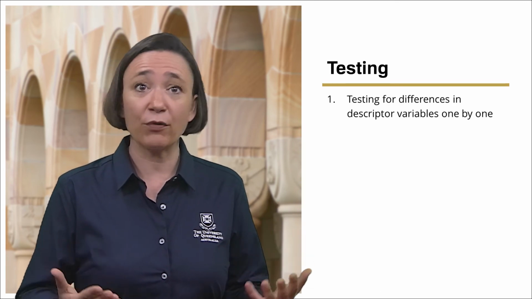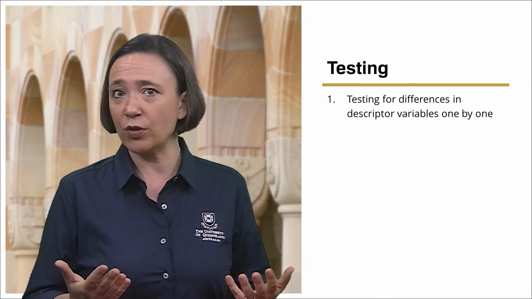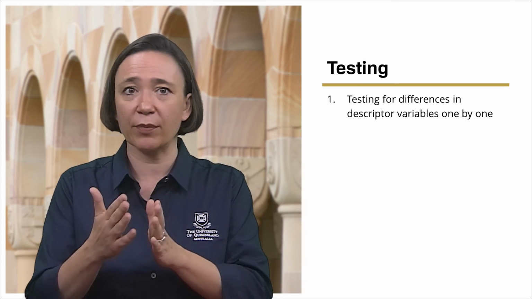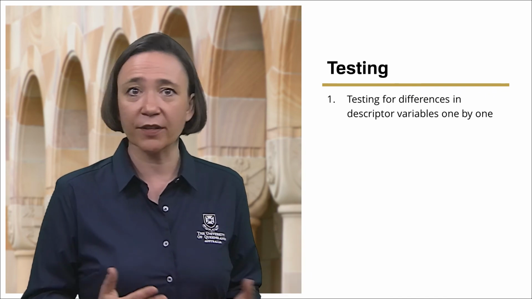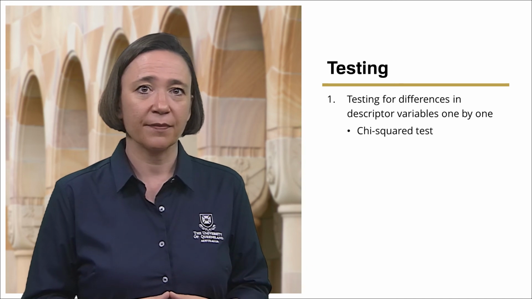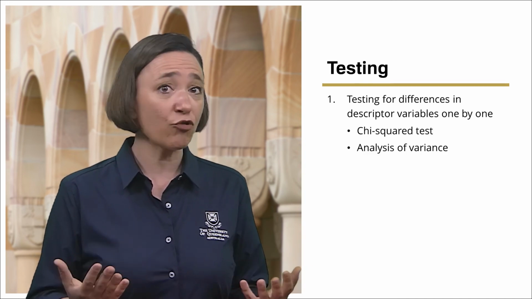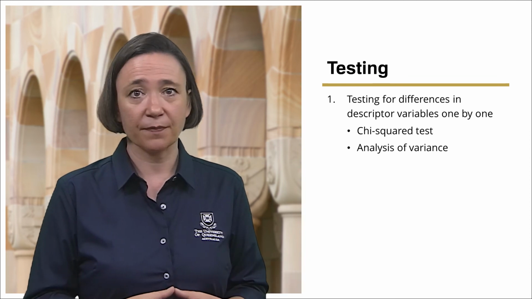Visualizations are great for exploring differences between segments. But if we're going to build a long-term strategy on the basis of our segmentation solution, we need to rigorously test differences between the segments with respect to descriptor variables. We can use 2 different approaches. We can test for differences variable by variable. In this case, we conduct 1 test per descriptor variable. If the descriptor variable is categorical, binary, or ordinal, we can use the chi-square test. If the descriptor variable is metric, we can use analysis of variance.